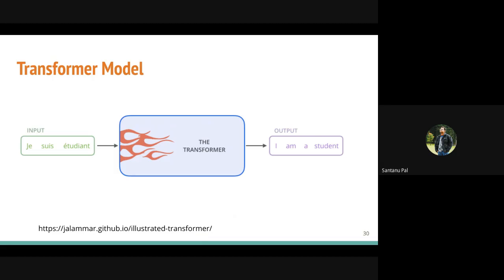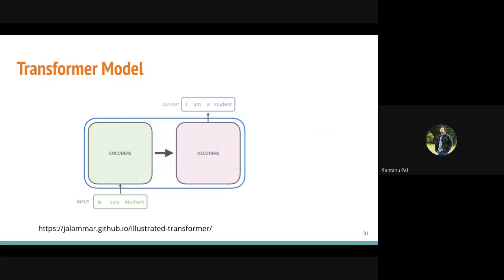So in the transformer model, you have an architecture, and you have an input sentence for a source, let's say in French, and the target sentence will be in English. This transformer model also follows the encoder-decoder trend. So the encoder encodes the input sentence, passes the information to the decoder, and the decoder will generate the output sentence.